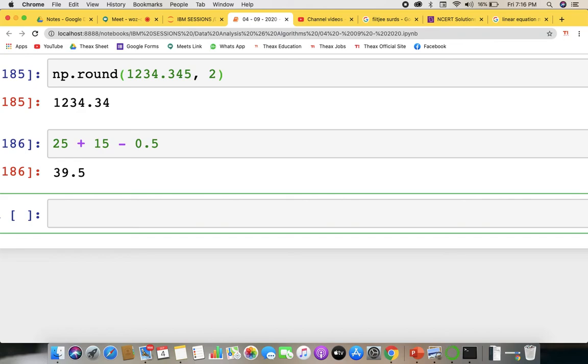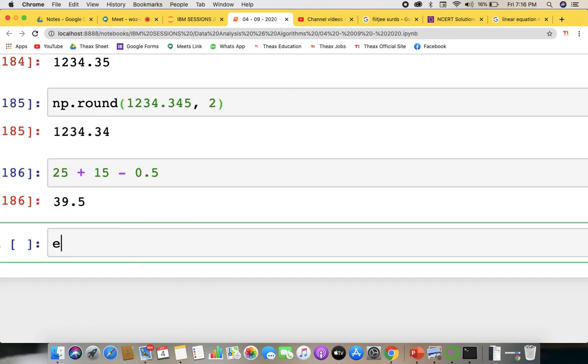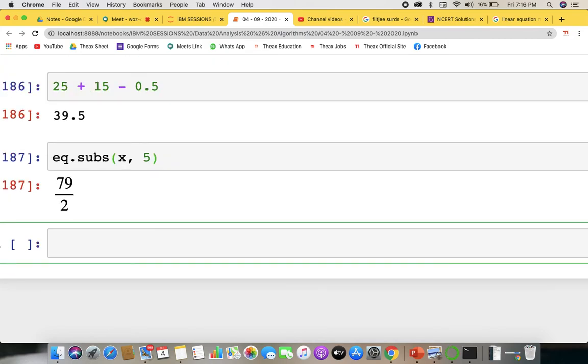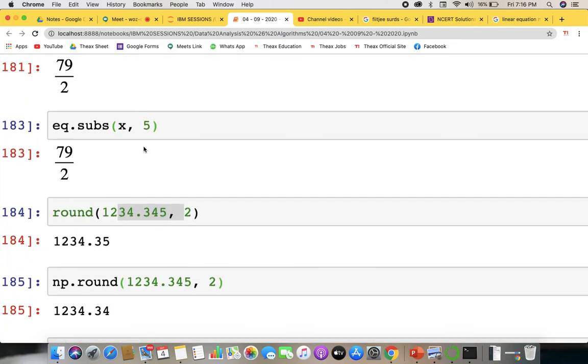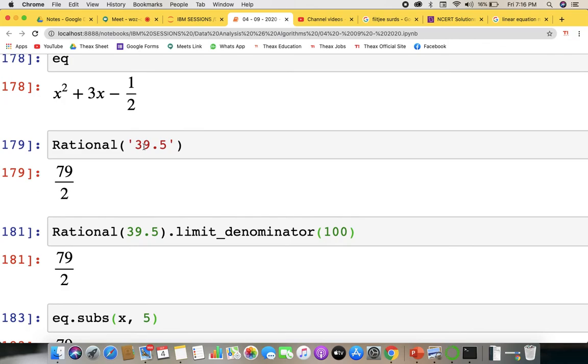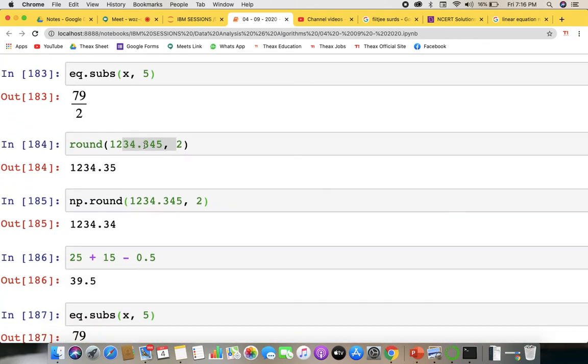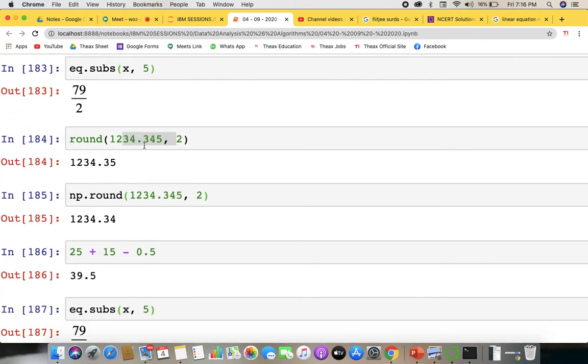But why didn't you think of this: if this is your equation and you want to substitute the value of x by 5, you will get your answer directly in the fraction. Then you don't have to go with this limit denominator and making it round. Got it? Yes, sir. Okay, fine.